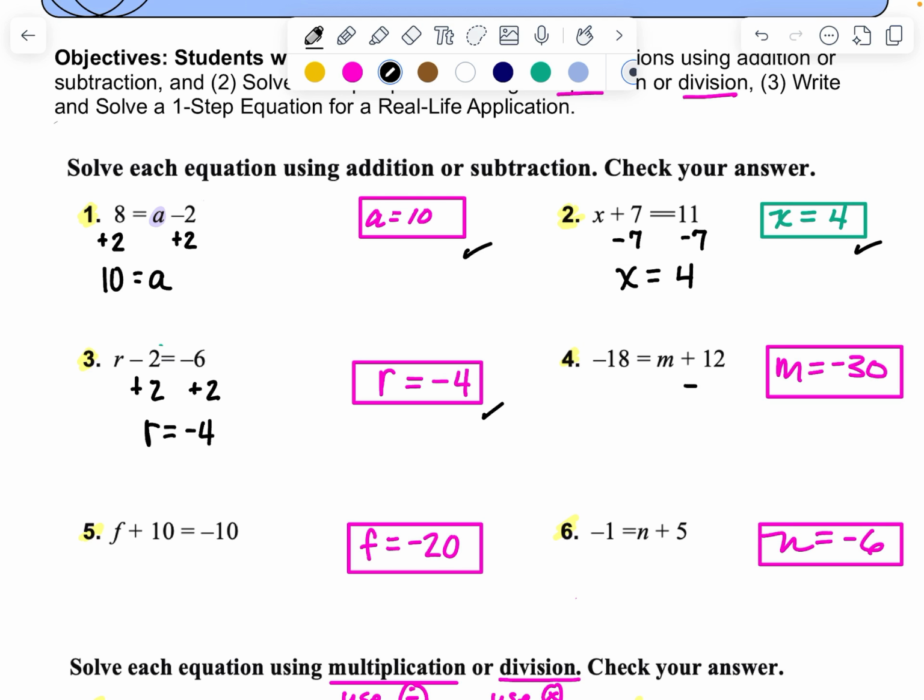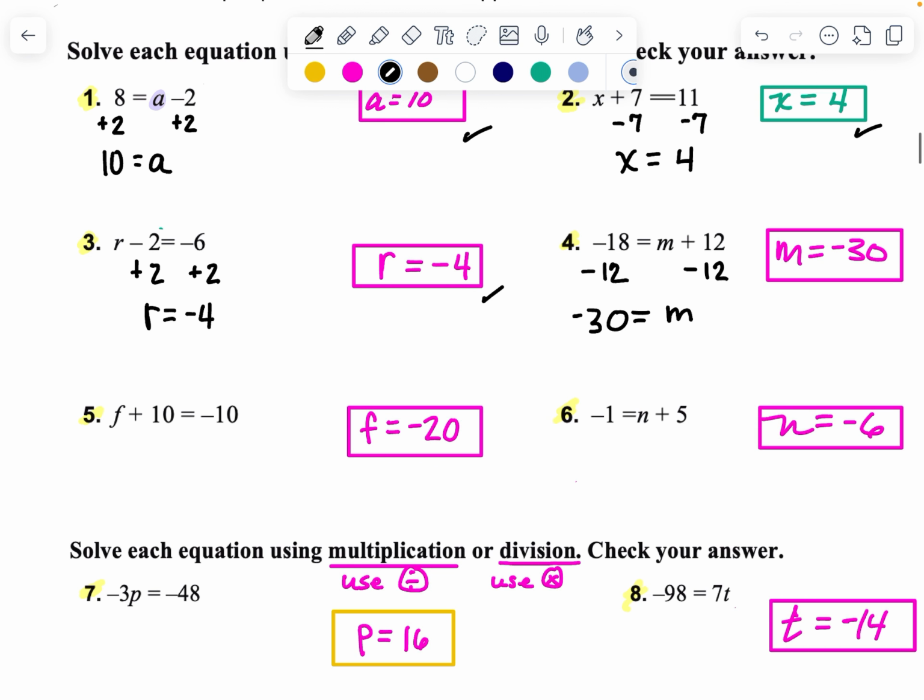We'll leave it there. And then we have minus 12 that we're going to take off on the right because we have m plus 12, so we'll use the inverse operation. We're going to subtract 12. That'll give us m on the right, and on the left, we get negative 18 minus 12, which was going to give us a negative 30. That's one you have to kind of be careful with. I remember making mistakes like that.